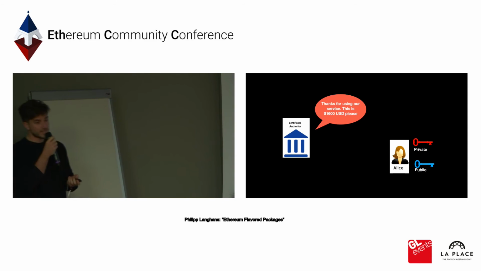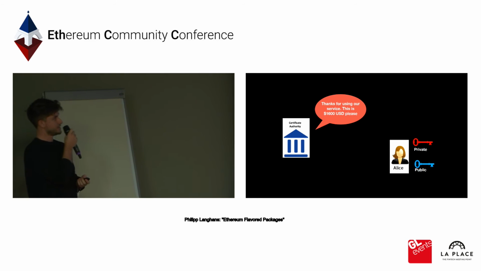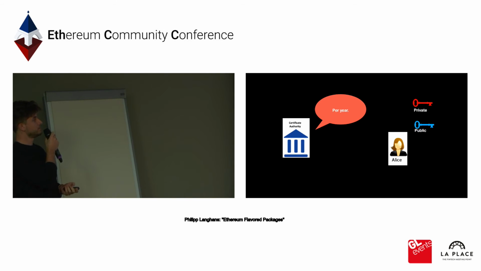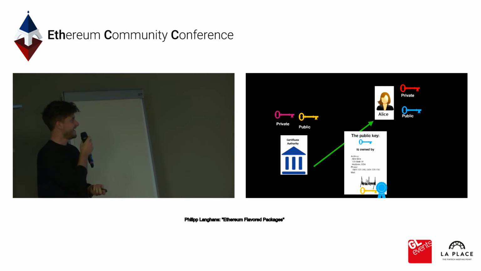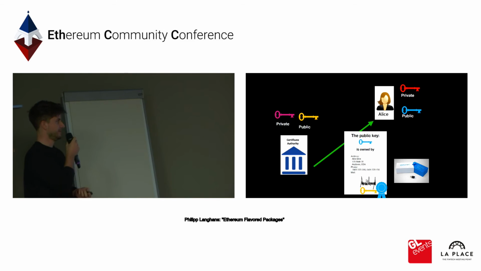Okay, so we're done here, and then the certificate authority will say, thanks for using our service. This is $1,600 please. This is not even unrealistic, by the way. And then Alice will give them the money, and then the certificate authority will say per year. So Alice gives them more money. And then she has a certificate finally. And now she can prove that this key belongs to her and everyone is happy, or not.